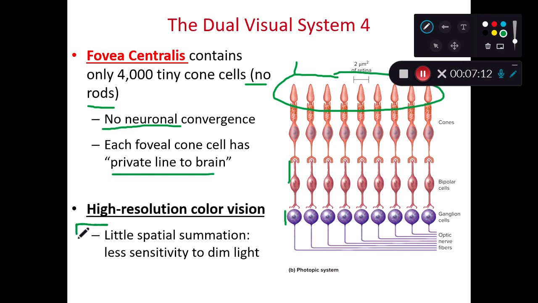As we look at this spatial summation, or the fact that we don't have any rods in our fovea centralis, we have less sensitivity to dim light. I'm going to throw out there we have almost no sensitivity to dim light relative to our peripheral vision.